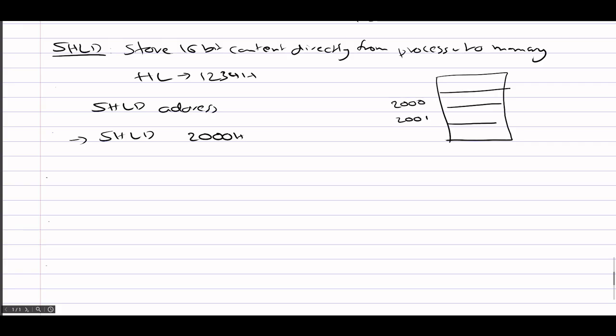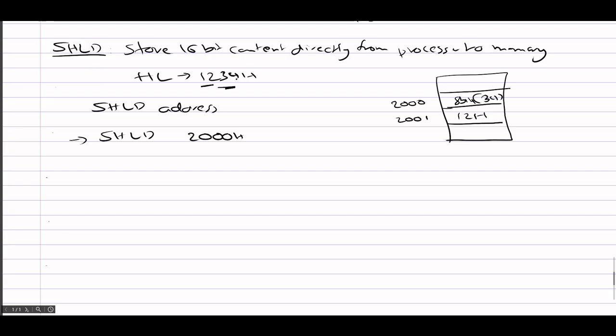Because each individual memory address can only store 8-bit data, the value in register L, which is 34, goes into 2000, and then the value in register H, which is 12, goes to the consecutive memory address, which is 2001, and is stored there. So this is how SHLD works.